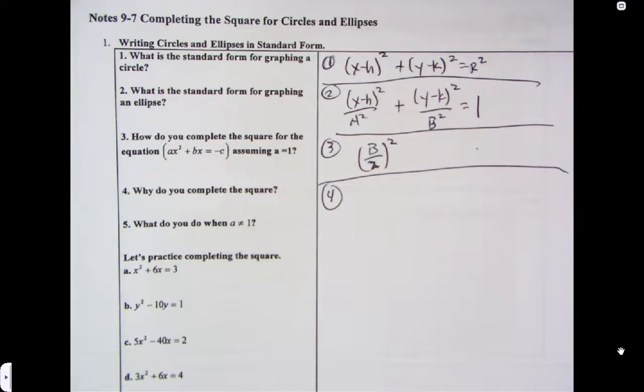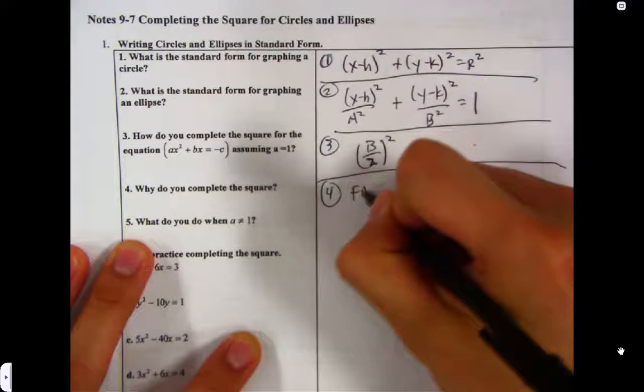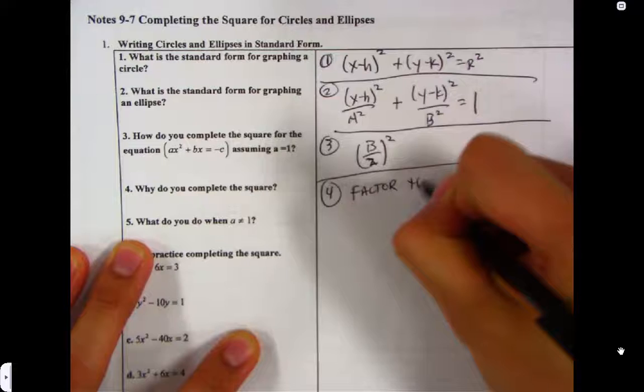Number 4, why do you complete the square? So you can factor the trinomial.